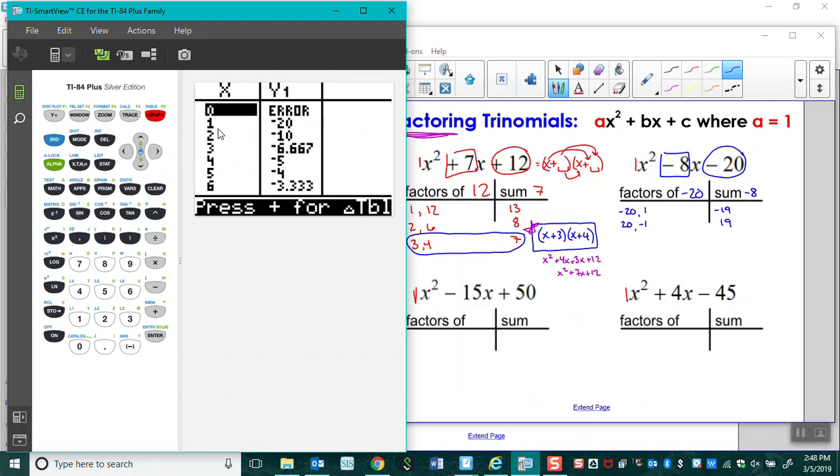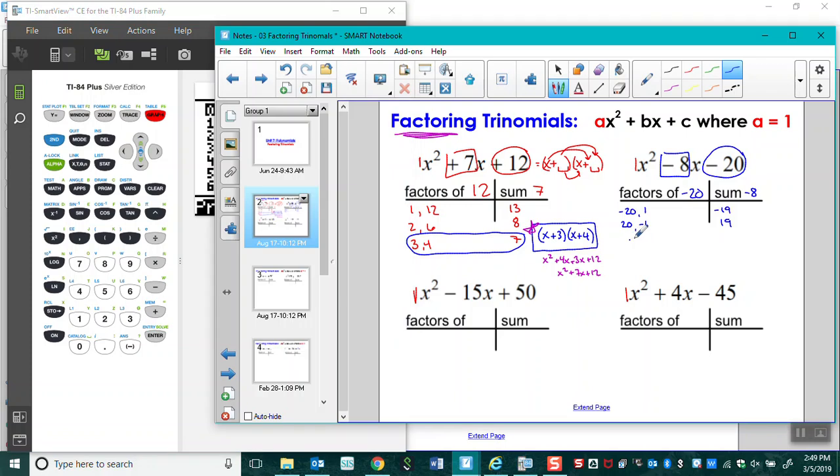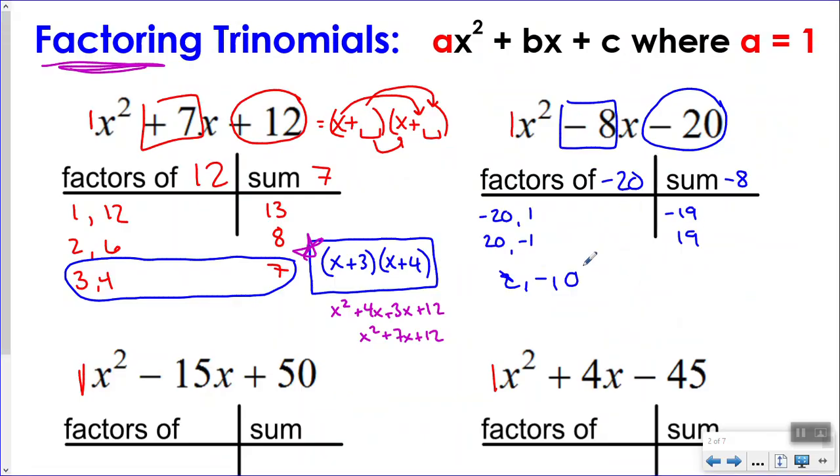So we have 1 times negative 20. That sum, like we said before, is going to give me negative 19. We have 2 times negative 10. And that's going to give me my negative 8. So that's the pair that I want to use. So I'm going to come back over here. We have 2 and negative 10. And we add those, we get negative 8. So we know that that's correct. So we have x plus 2, because it's positive, and x minus 10, because we had our negative answer here.